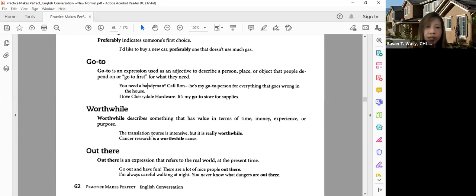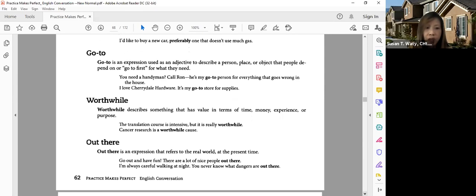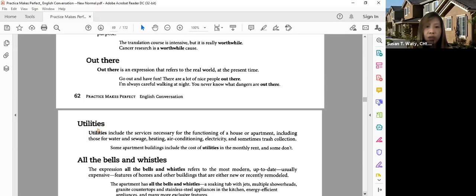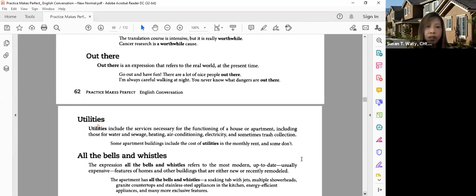Next we have worthwhile, describing something that has value in terms of time, money, experience, or purpose. The translation course is intensive, but it is really worthwhile. You can also use worth it. Next we have out there. It's an expression that refers to the real world. The example is: go out and have fun. There are a lot of nice people out there.